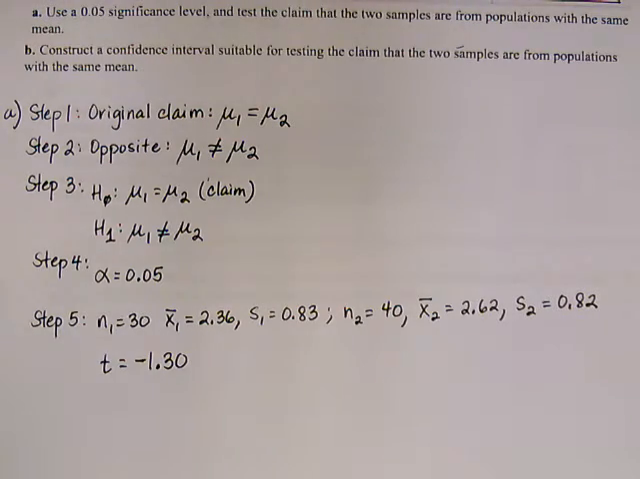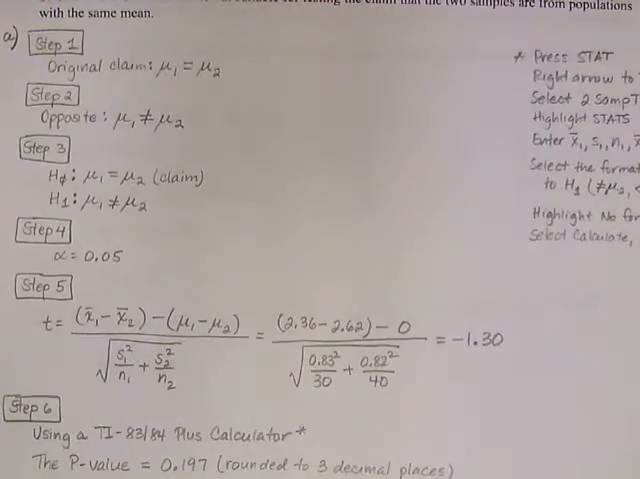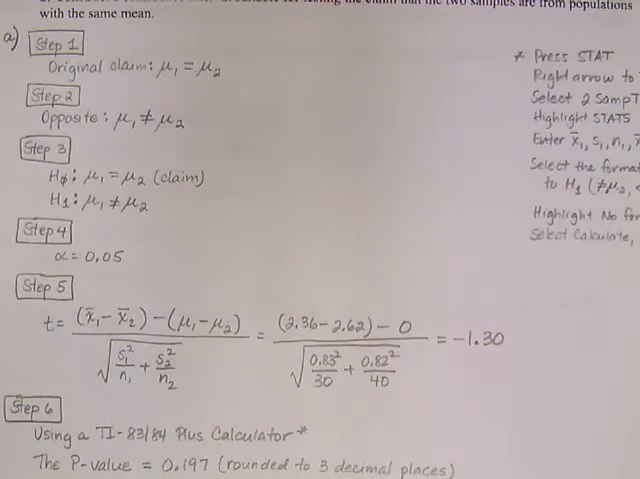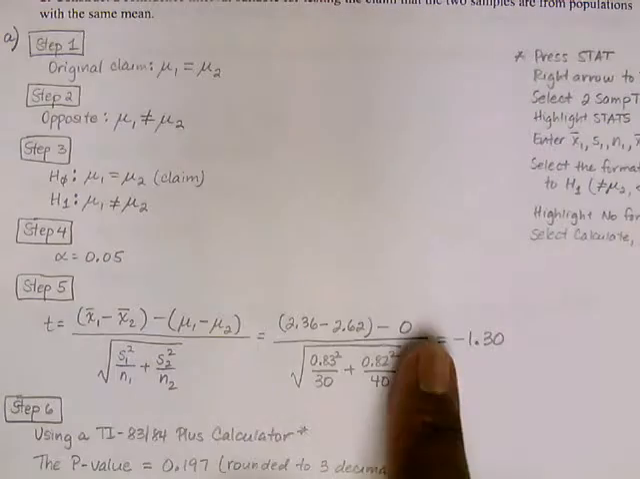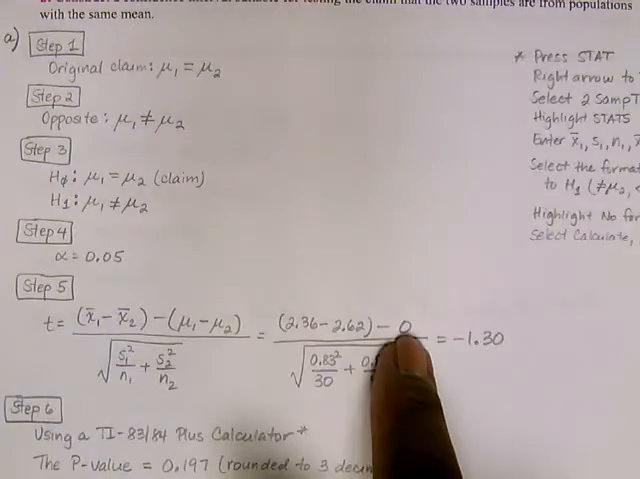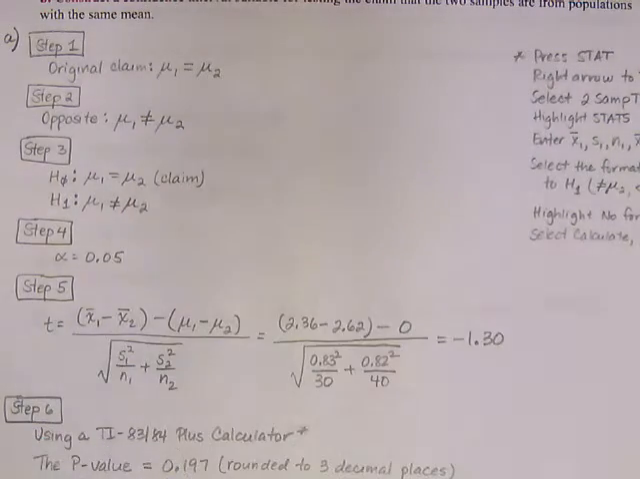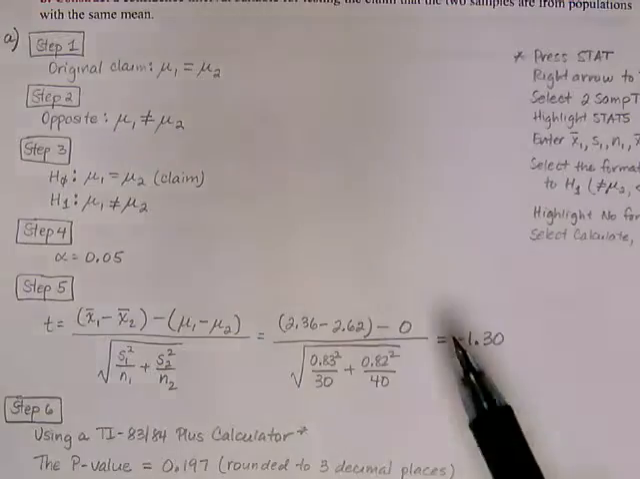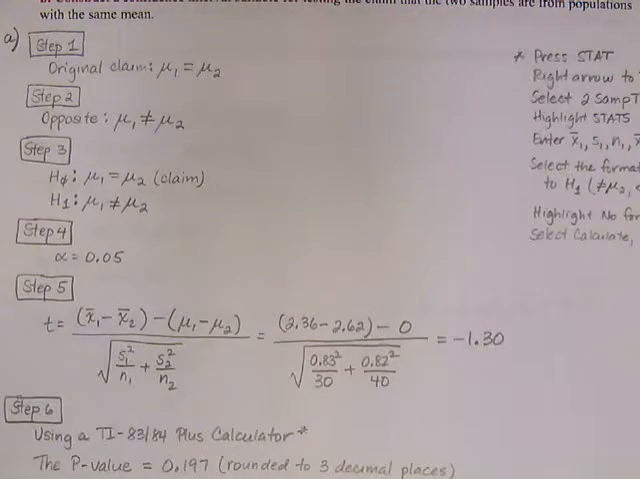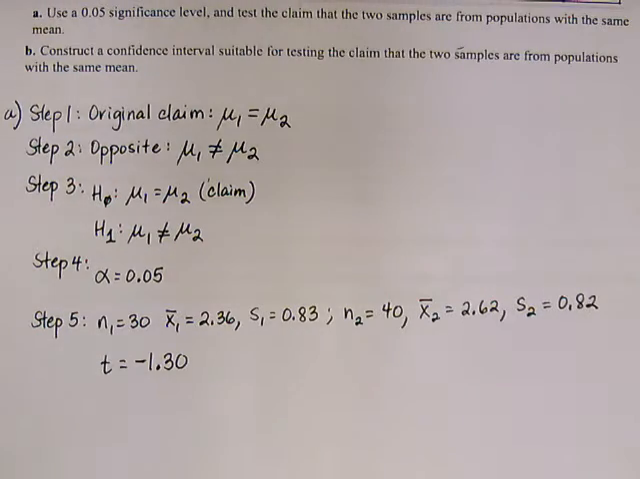Now, it's much easier to do it that way than with the formula that I gave you. Pretty much you just substitute x1 and x2. Mu1 minus mu2 is assumed to be 0, so we put 0 there. That comes from the null hypothesis. Then substitute s1, n1, s2, n2. Note that s1 and s2 will each be squared. If you type all that into the calculator, you'll end up getting negative 1.30 as your test statistic, which is what we have here.